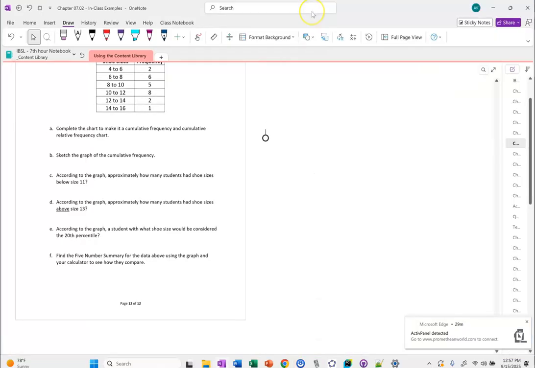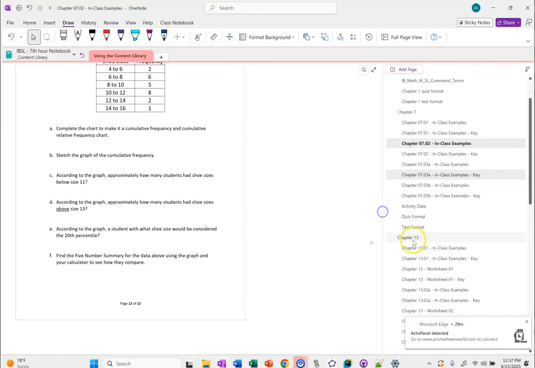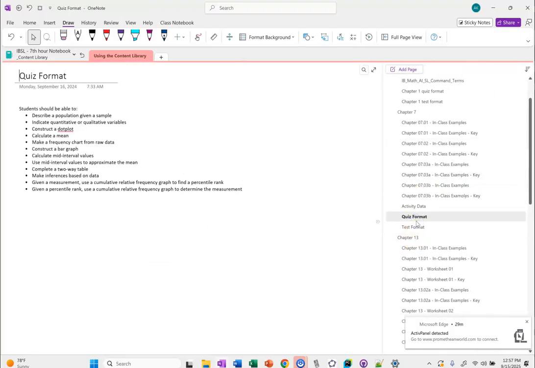So again, if you wanted to look at what the quiz was going to look like: describe a population, given a sample, indicate quantitative or qualitative variables, construct a dot plot, calculate a mean, make a frequency chart from raw data, construct a bar graph, calculate mid-interval values, use mid-interval values to approximate the mean, complete a two-way table, make inferences based on data.